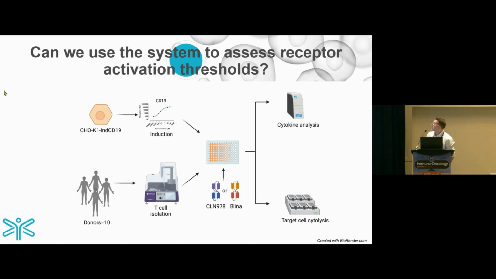So what happens if we use this in our receptor activation thresholding type assay? We have CHO-K1 inducible CD19s. We incubate those with primary isolated T cells, isolated from our cryopreserved on-site donors. And then we did a comparison between the Clinton molecule and, I would like to say, blinatumomab. However, I find that really hard, so I'm going to call it Blincyto for the rest of this, if that's all right. And then at the end of the assay, we do cytokine analysis, and we have real-time cell cytolysis throughout that as well.